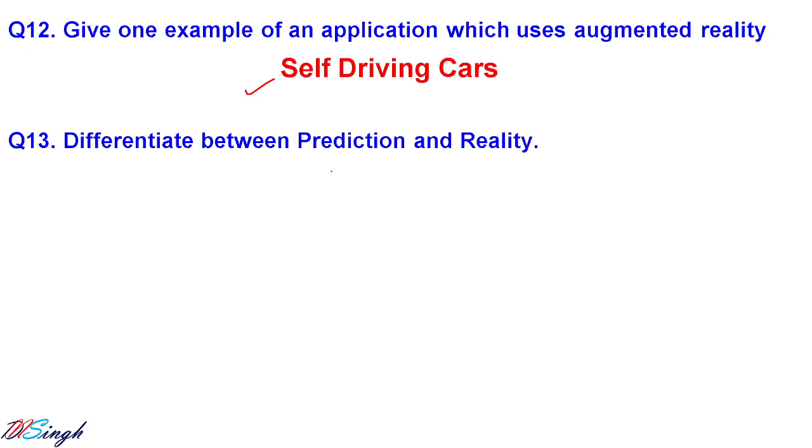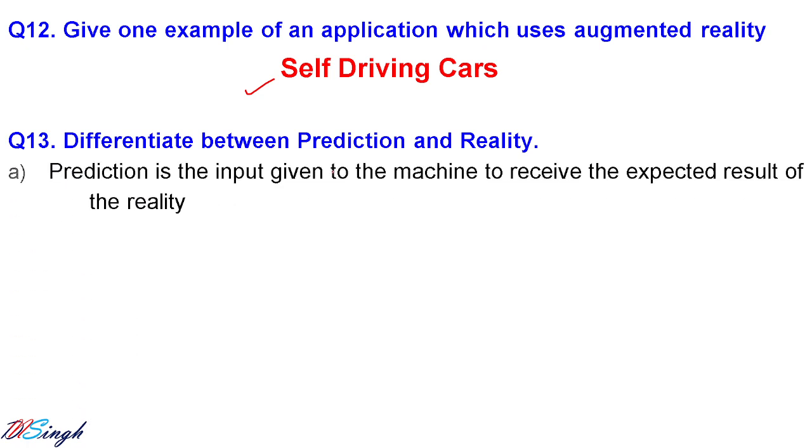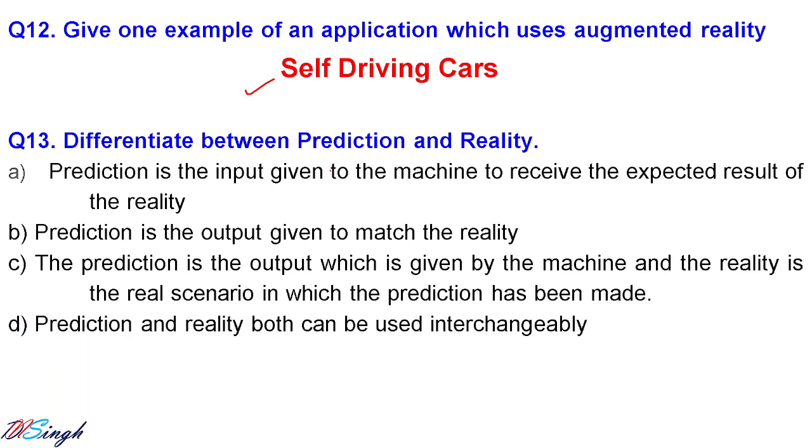Question number 13. Differentiate between prediction and reality. So there are 4 options available. Prediction is the input given to the machine. No, this is not correct. Prediction is the output given to match the reality. No, prediction will sometimes be different from the reality, so that is also not correct. Prediction is the output which is given by the machine. That is correct. And reality is the real scenario in which the prediction has been made.